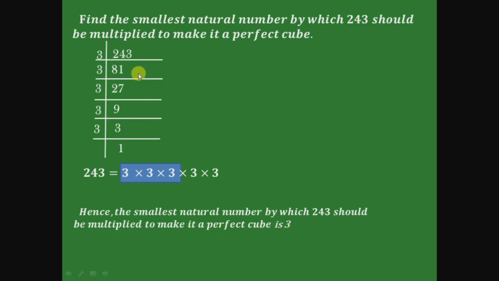So if you multiply 243 by 3, the number after multiplying with 3 becomes a perfect cube.